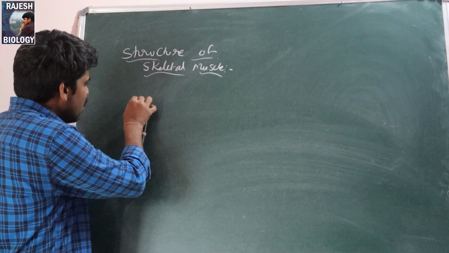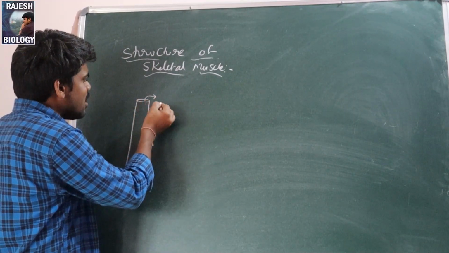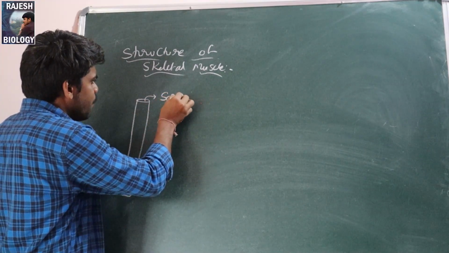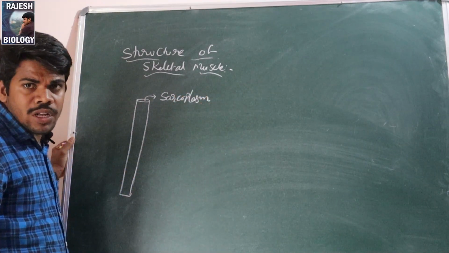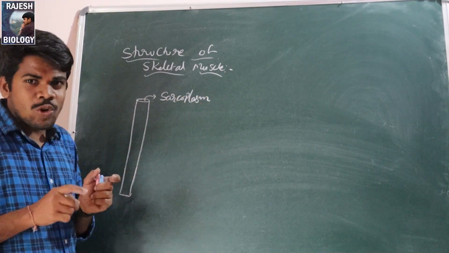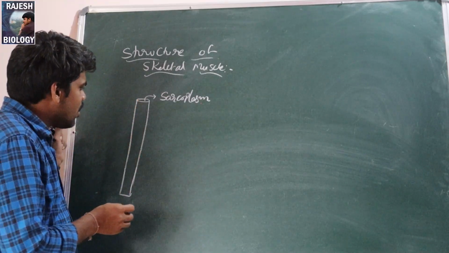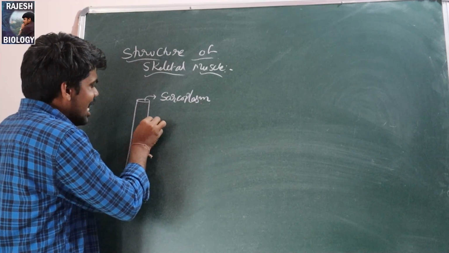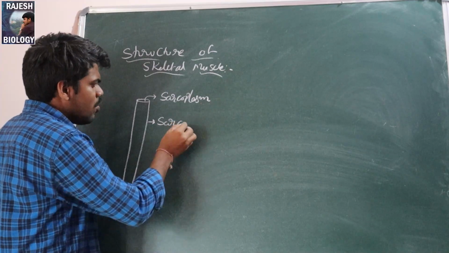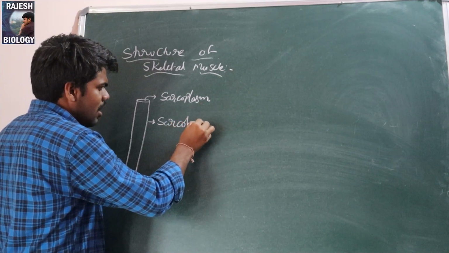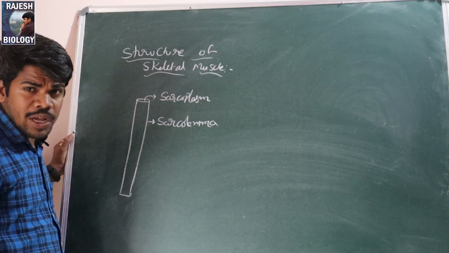This cell has a cytoplasm, and that cytoplasm is called sarcoplasm. We have to use the word sarcoplasm. And the sarcoplasm, or this entire muscle fiber, is covered by a plasma membrane that is called sarcolemma. Generally we use the word plasmalemma, but here it is sarcolemma, and within this there is the sarcoplasm.